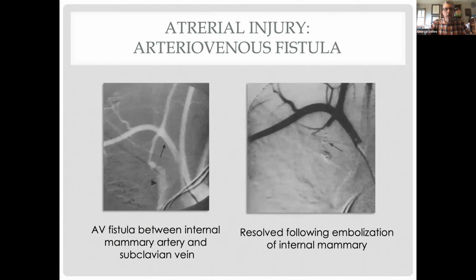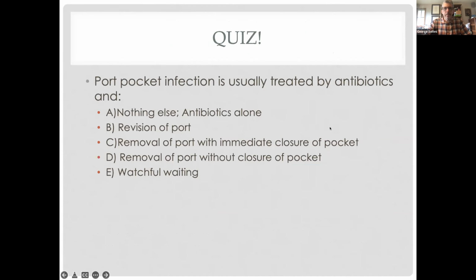Other injuries, hopefully again, NOFs. This is a subclavian vein catheter, and a patient developed a hemothorax, and we did an arteriogram, and you can see the internal mammary artery is bleeding. So we got in there and blocked it up with some coils.